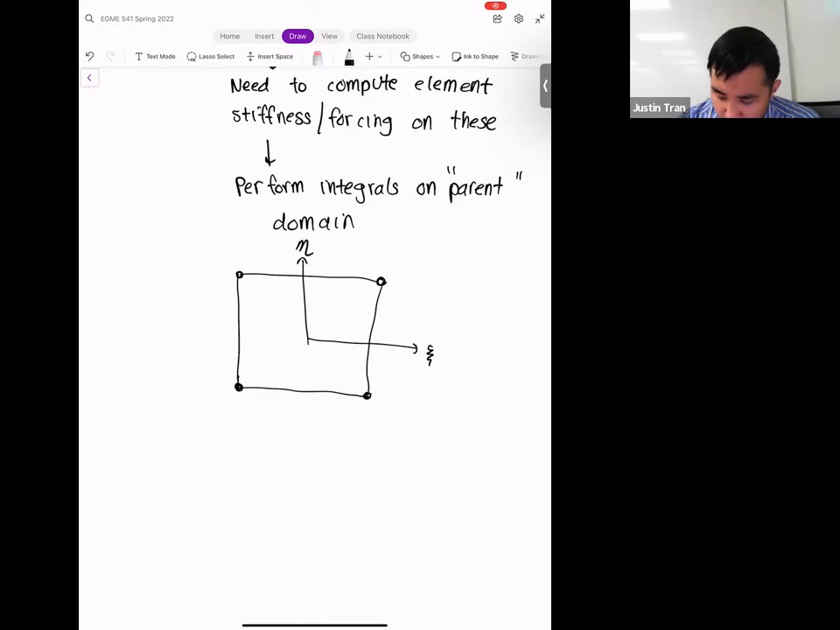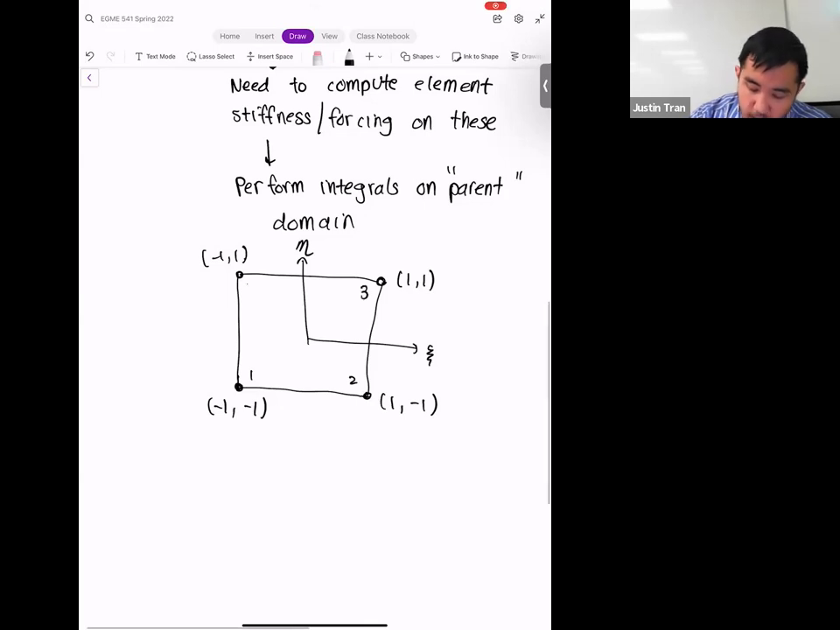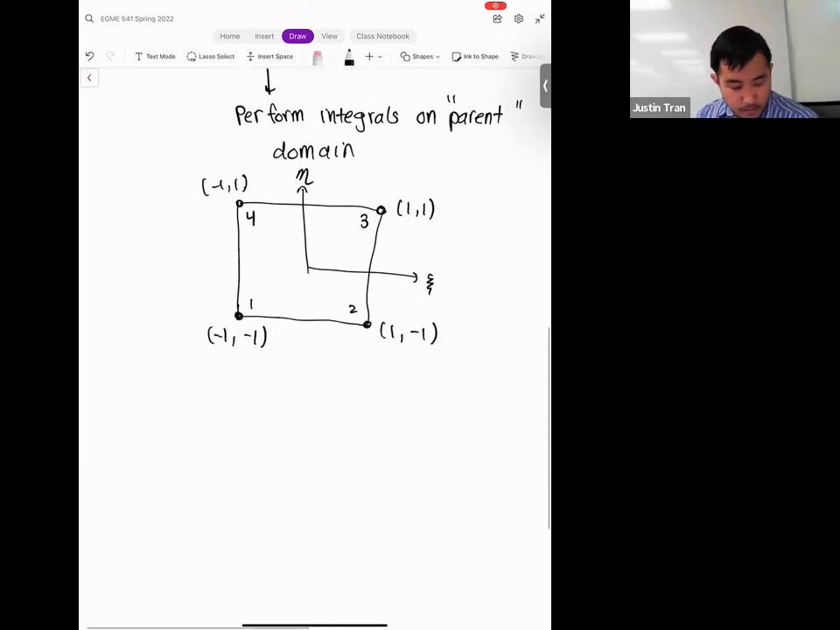So this top right one is 1, 1. Bottom right one is 1, -1. Bottom left is -1, -1. And the top left here is -1, 1. So those are the points of all the vertices. The node numbering is we start with 1 in the bottom left, and then we go counterclockwise around from there. So we go 1, 2, 3, and we end up with 4 in the top left.